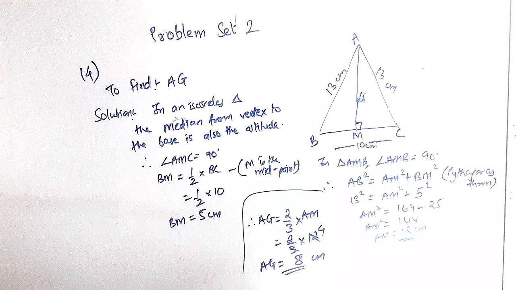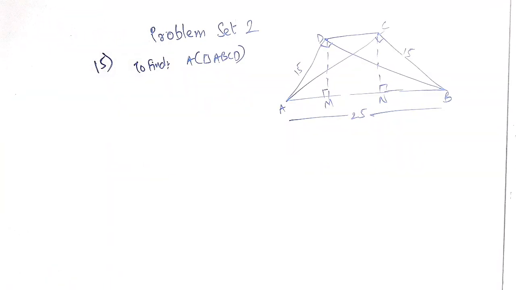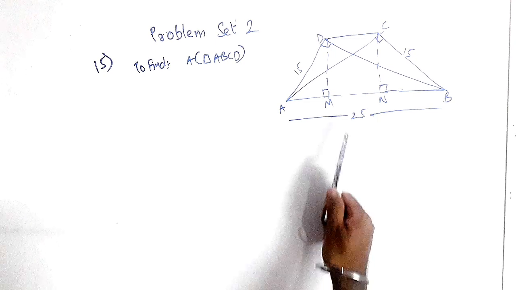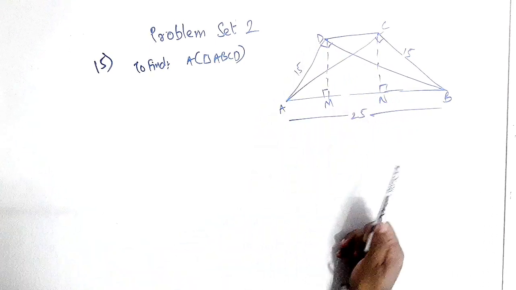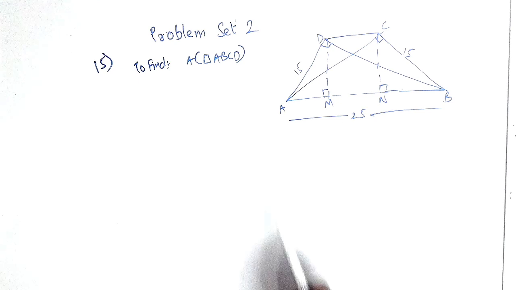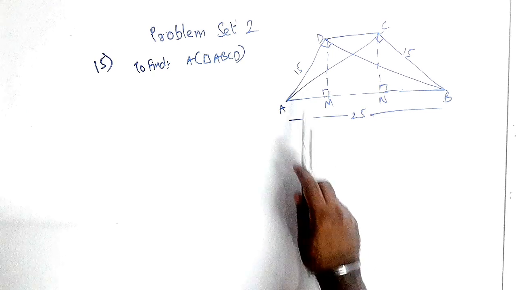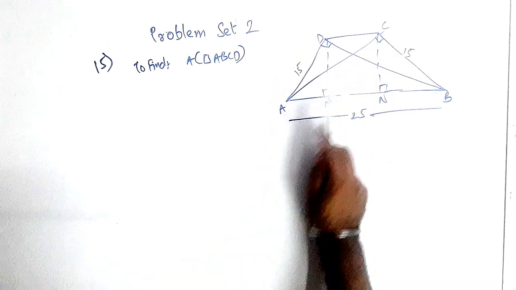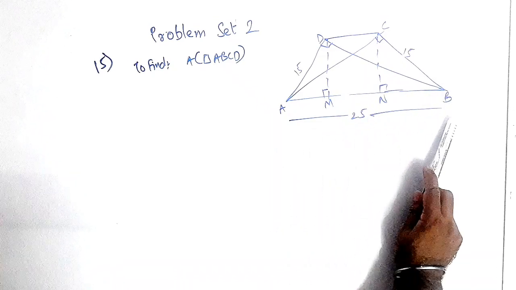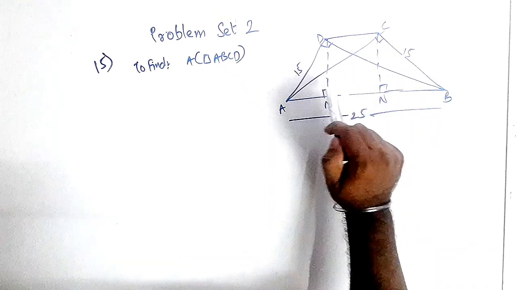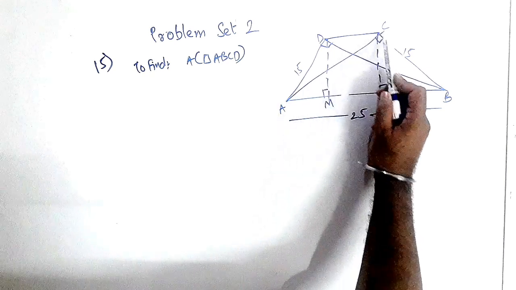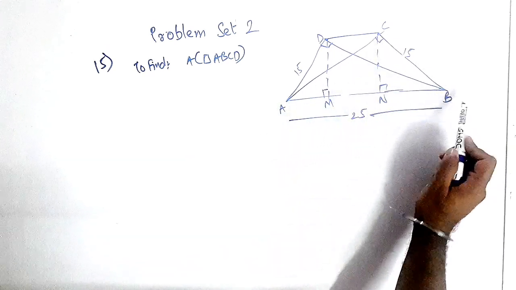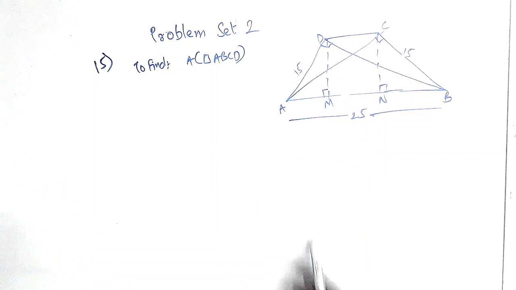Okay, let us start the 15th one. As you can observe, the quadrilateral given ABCD is a trapezium. You can see AB is parallel to CD. It is given. It is a trapezium, and the measures that they have given I have written here. AD is 15, BC is 15, AB is 25, and these two triangles, ACB and BDA, are right angle triangles. Okay, these are the heights.